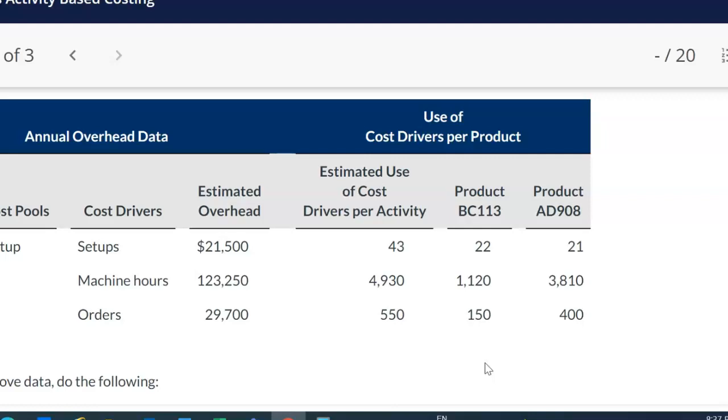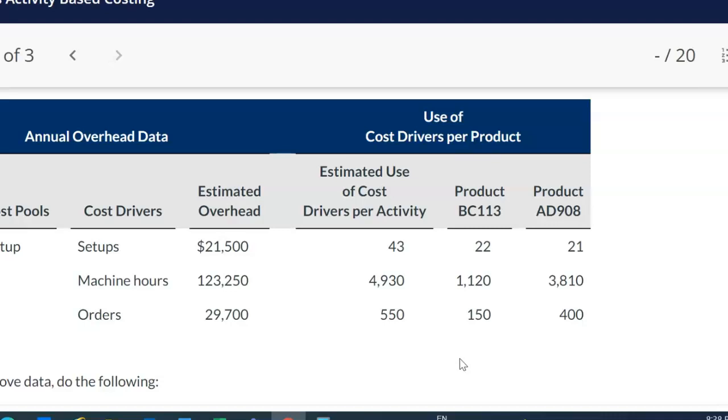You add those two together, that's where they get the 43. So sometimes they may not give you in the problem the total, you have to add those two together. But here they give you the total, expected use 43, and it's broken down 22 and 21. Expected use of machine hours, 4,930, and that's broken down into 1120 and 3810. And packing is broken 55, okay. Any questions on that? That's basically the information they have to give you.